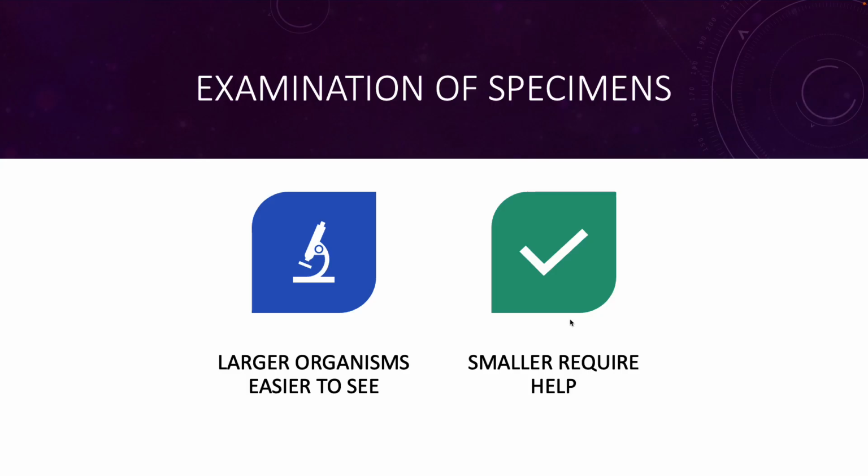When you are using microscopy, something to think about is larger organisms are much easier to see. If you're trying to diagnose somebody who has a fungal or parasitic infection, microscopy can be fairly straightforward because those organisms are usually large enough to see without any sort of preparation. For smaller samples like bacteria or even some of the small yeast, you may need to do some preparation of the sample, so it requires help for you to be able to see those.